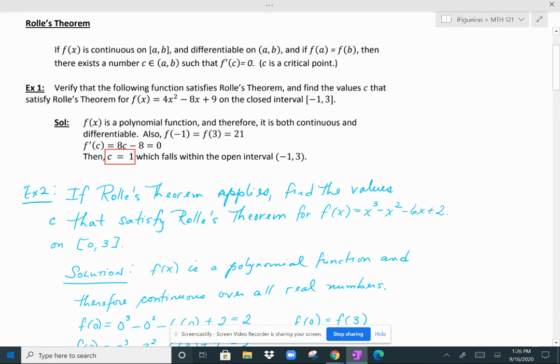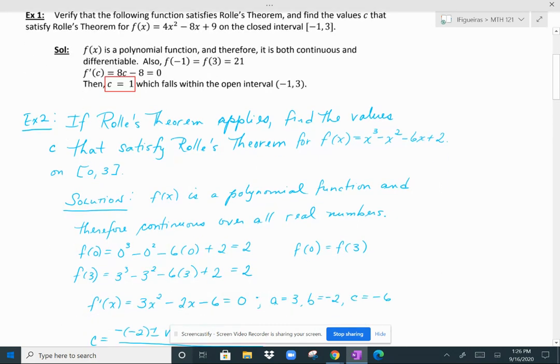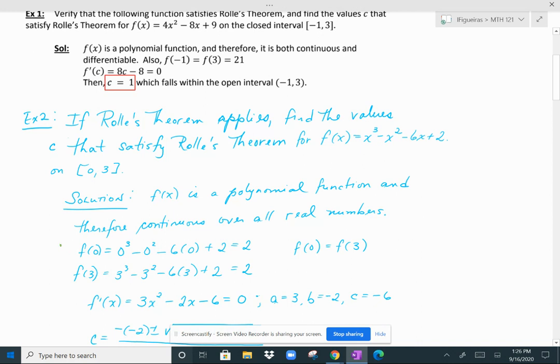So now we just have to show if f of 0 equals f of 3. All right, so f of 0 means you plug in 0 into the original function. That gives you a value of 2. Plug in 3 into the original function. That also gives you a value of 2. So that third condition is also true. f of 0 equals f of 3.